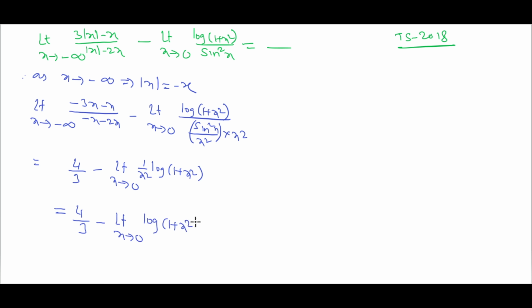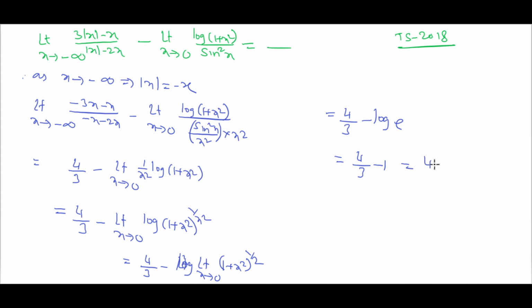(1 plus x square) whole to the power of 1 by x square. This is equal to 4 by 3 minus log of limit x tends to 0, (1 plus x square) whole to the power of 1 by x square. This value is e, that is 4 by 3 minus log e. Log e value is 1, that is 4 by 3 minus 1 is equal to 4 minus 3 by 3, that is equal to 1 by 3, the answer.